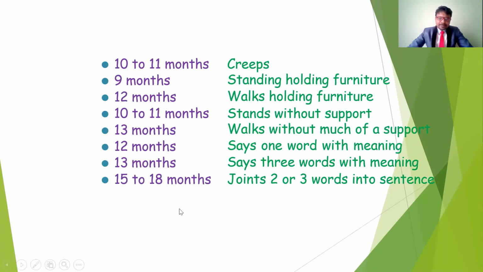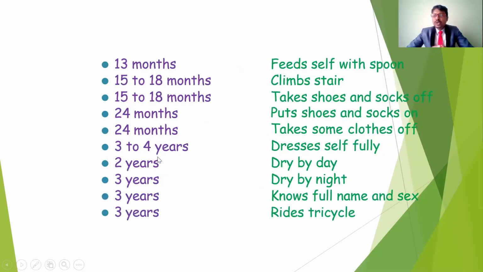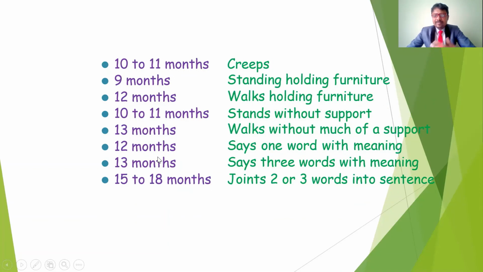So if you see here, normally they are going to say one word at 1 year. So there's going to be ma, ama, papa, mama. These types of words they are going to use at the age of the 12th month. So that's the 1 year. Then near 1.5 years, they're going to join 2 to 3 words in a sentence. So these are the developments, and communication, language skills and motor functions are going to be developed. So these are the normal developments.